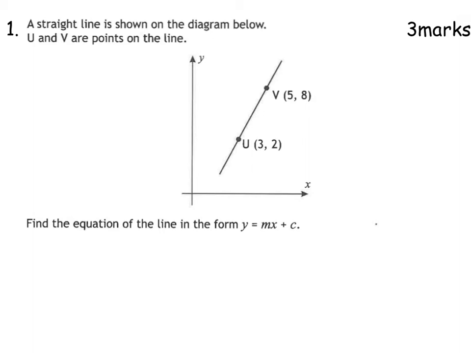So equation of a line, you need to get your 2 coordinates, you need to get your gradient. So your gradient will be subtract your y, so you'll have 8 take away 2 on the top, 5 take away 3 on the bottom, which will be 6/2, which is just 3.